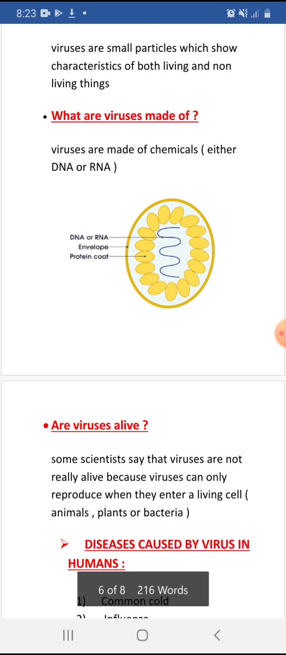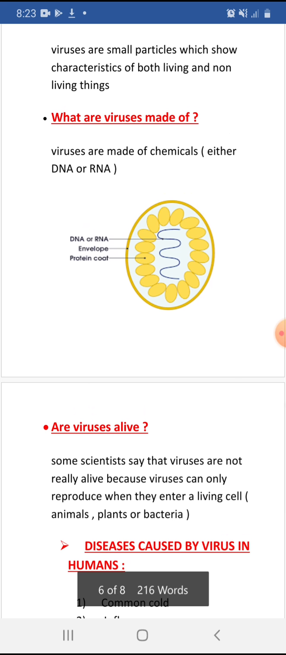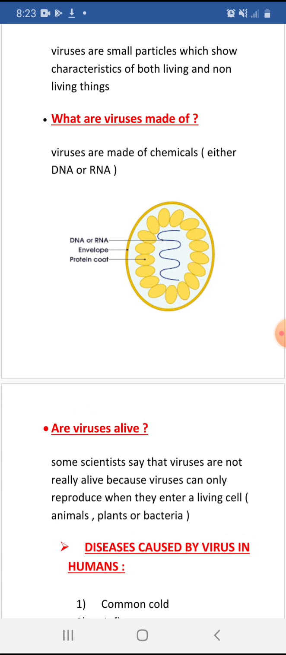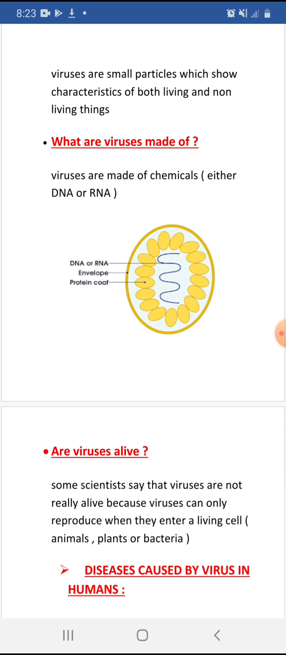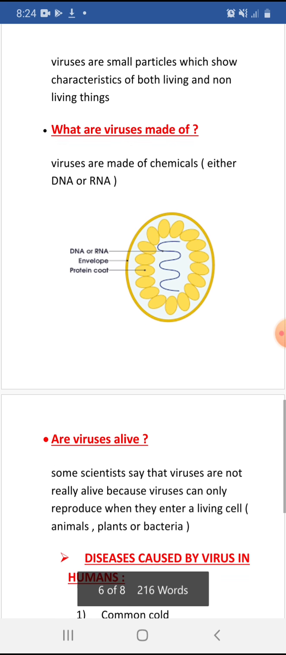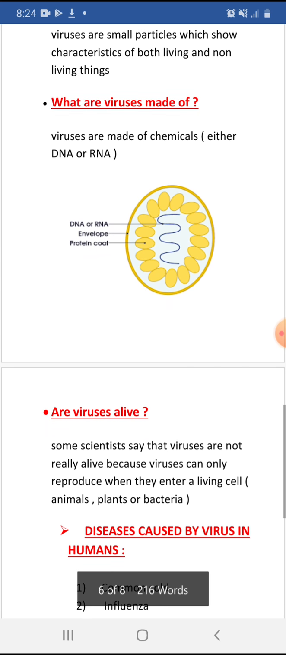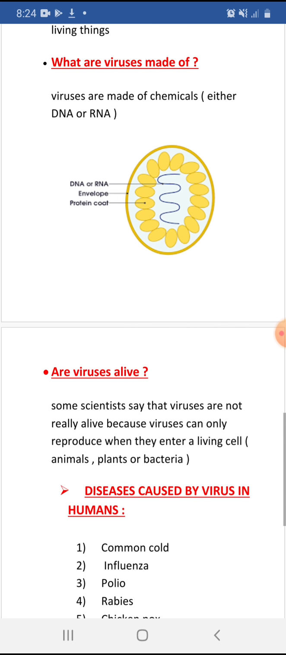So the first question: what are viruses made of? So students, viruses are made of chemicals. These chemicals may be either DNA or RNA that is also found in your body. As you can see the DNA or RNA in the given diagram.